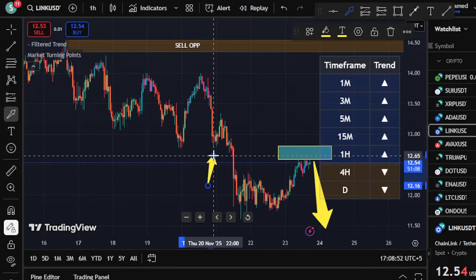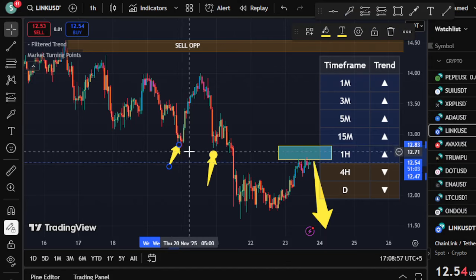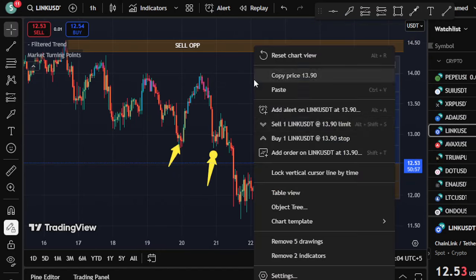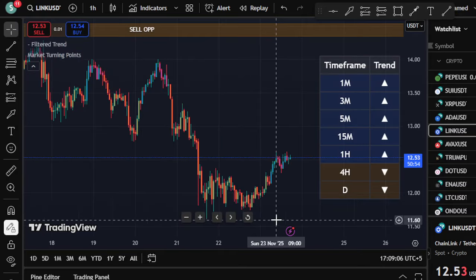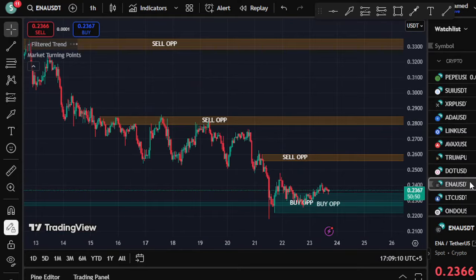This was the small pullback we have seen here. And this is the pullback that we have seen, that after going up, we then have downward pressure on that one. Okay, so this is how you can deal with this indicator, and it solves multiple problems, because you have one button on your screen and then you can go for that trade.